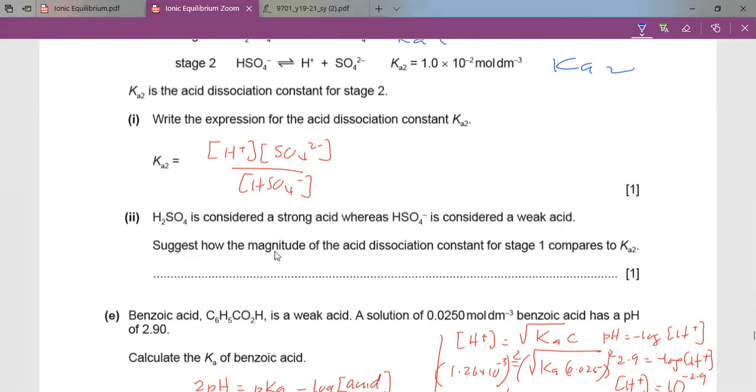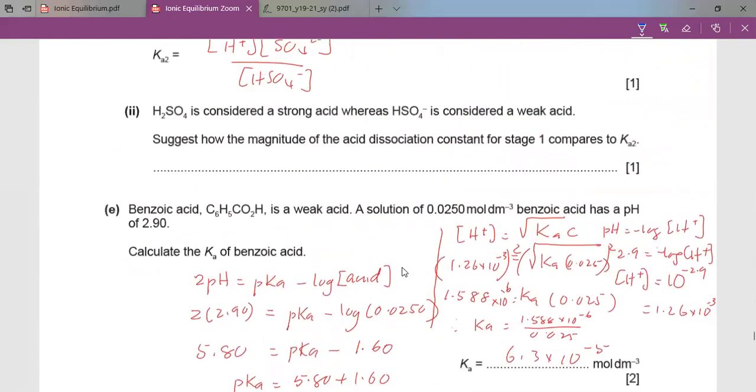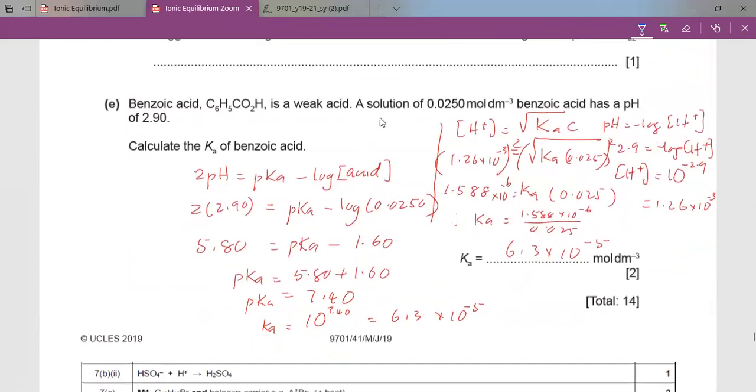Suggest how the magnitude of stage 1 compares. There's only one answer: larger. Ka1 is larger than K2. That's all they want. Okay? Now, benzoic acid is a weak acid, and this is the concentration again.